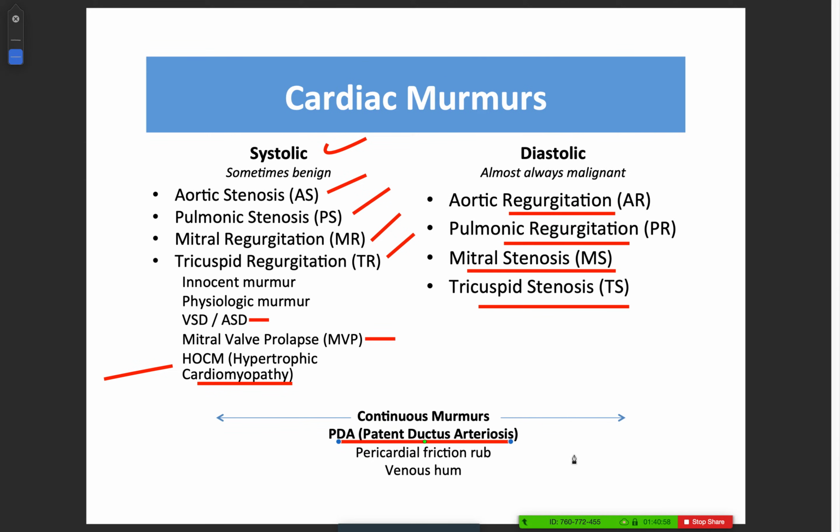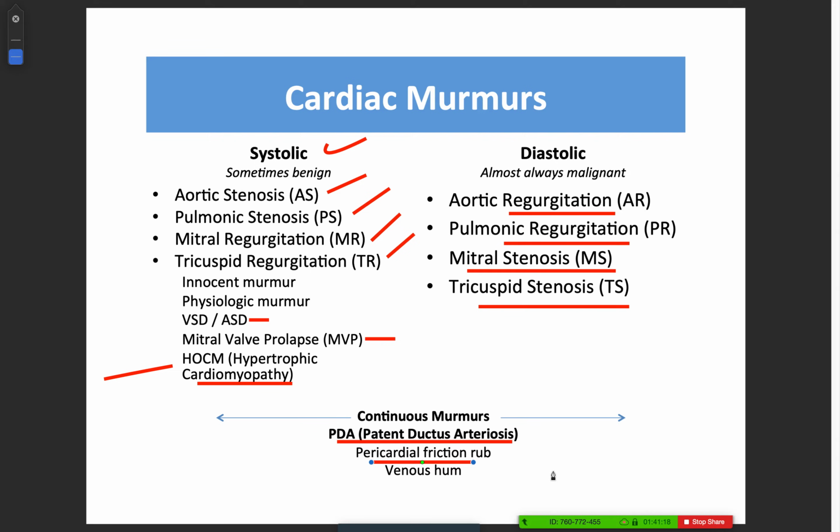It never stops. That would be a PDA. Pericardial friction rub. This is associated with our pericarditis. When we have an inflammation of the lining on the outside of the heart, that protective barrier, those layers of the barrier start to rub together, right? And so it actually is described as a crunching sound.